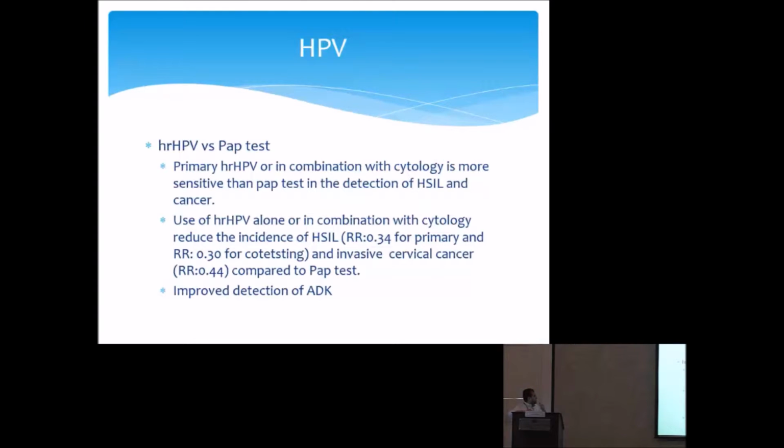In the recently published trial, after long-term follow-up, the use of high-risk HPV alone or in combination with cytology reduced the incidence of high-grade lesions by almost 70%, alone or in co-testing, and reduced the incidence of cervical cancer by almost 50% compared to pap test. This also has an advantage of improved detection of adenocarcinoma in situ compared to the pap test.